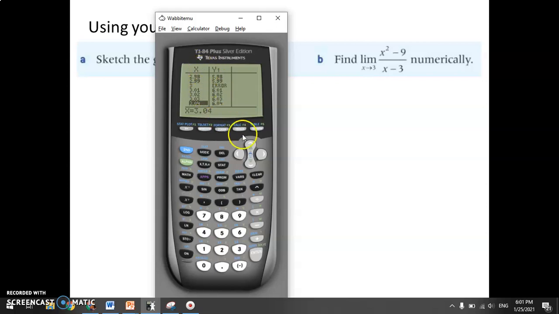So as you go from both sides, and it can be clearly seen in this table, as you approach x equals 3 from both sides, the y value seems to approach 6 from both sides, even though it doesn't exist at x equals 3. So that's how you use a table feature.